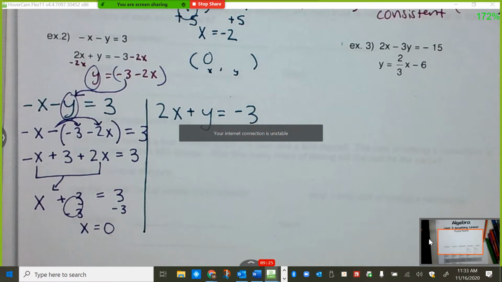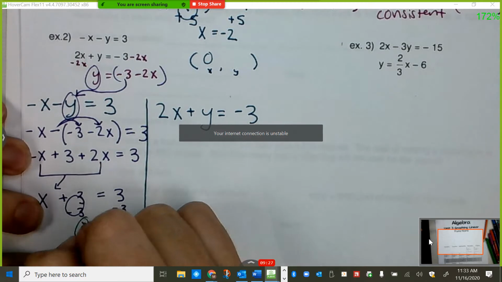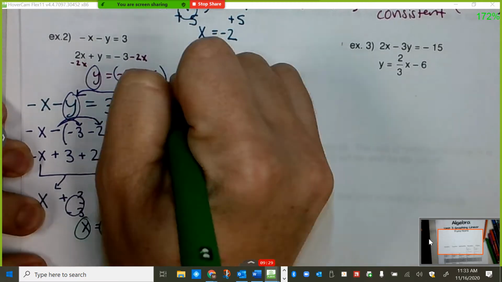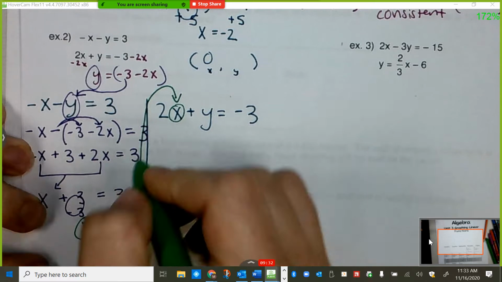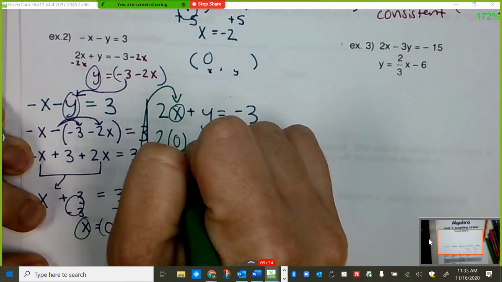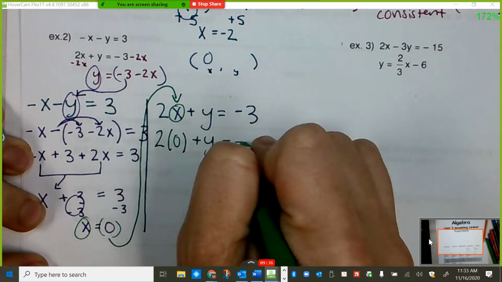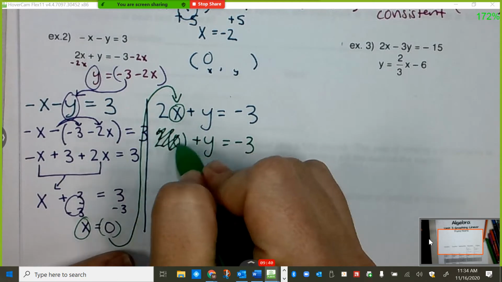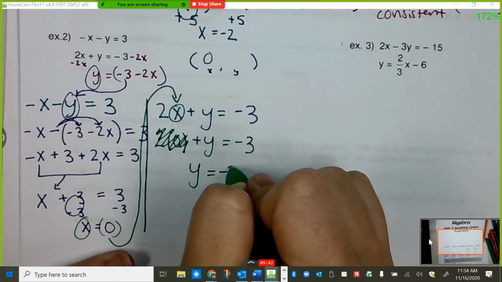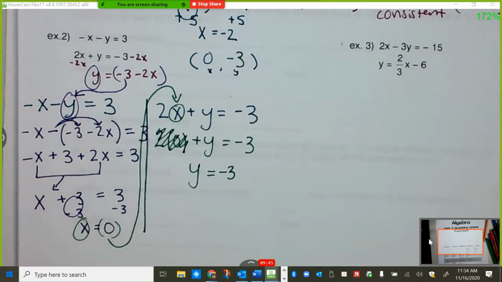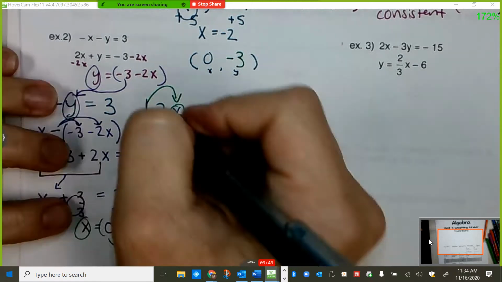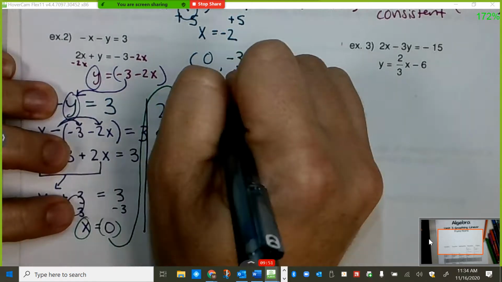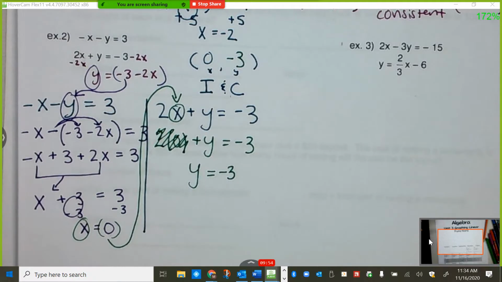Okay, so now that I know x is 0, I'm going to replace this x with 0. So I get 2 times 0 plus y equals -3. What's anything times 0? So this cancels, and we get y equals -3. What kind of solution is this? Independent and consistent.